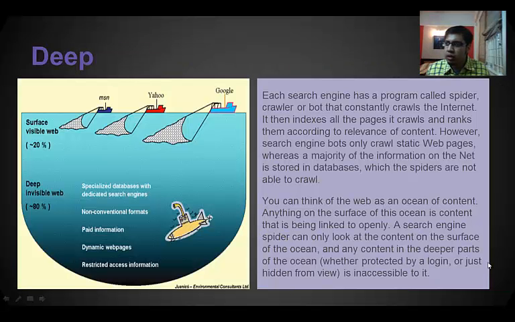Now let us try to understand what we mean by depth of the deep web. The surface or visible web is like the surface of an ocean, which can be crawled or searched by search engines such as MSN, Yahoo, and Google. The crawler can only look at the surface content, whereas there is a lot of deep content such as specialized databases, non-conventional formats, paid information, restricted information, and dynamic web pages, which we discussed, that cannot be accessed by the search engines.